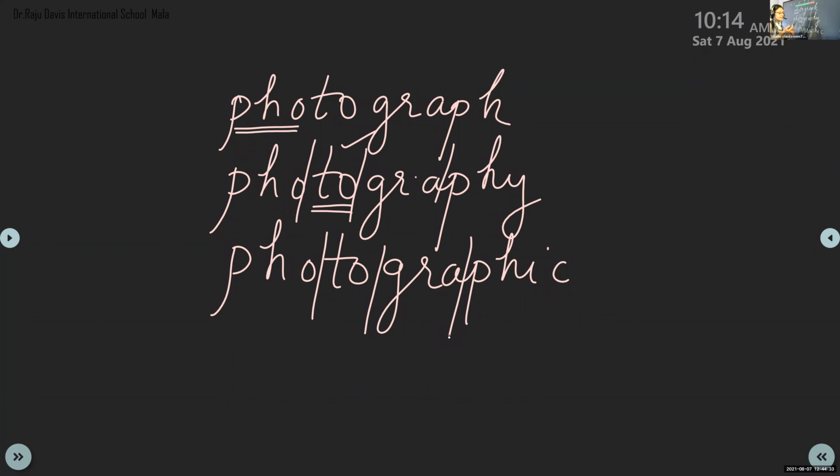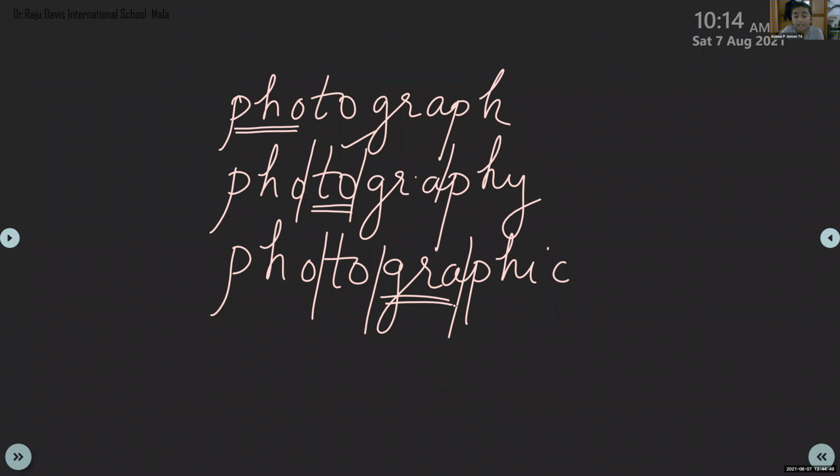But here one additional PH is there. I don't think that might make a big difference. Anyway, the penultimate syllable is stressed here. So, photography is an exceptional case. Nothing like that.